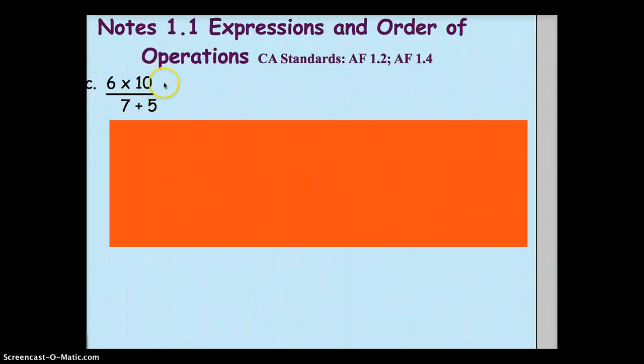Okay, final one here. This is this giant bar. We call it a fraction bar. We also call it a division bar. And that means it's a grouping symbol. So it means you do everything in the numerator first and everything in the denominator. And finally, you can divide your 2 solutions.